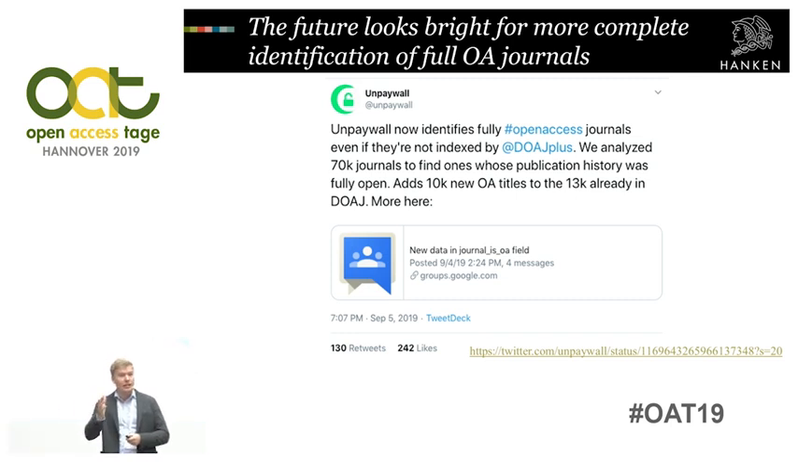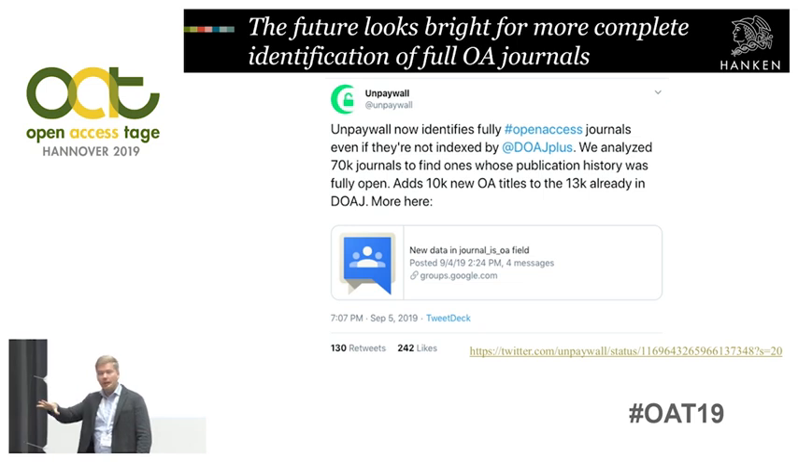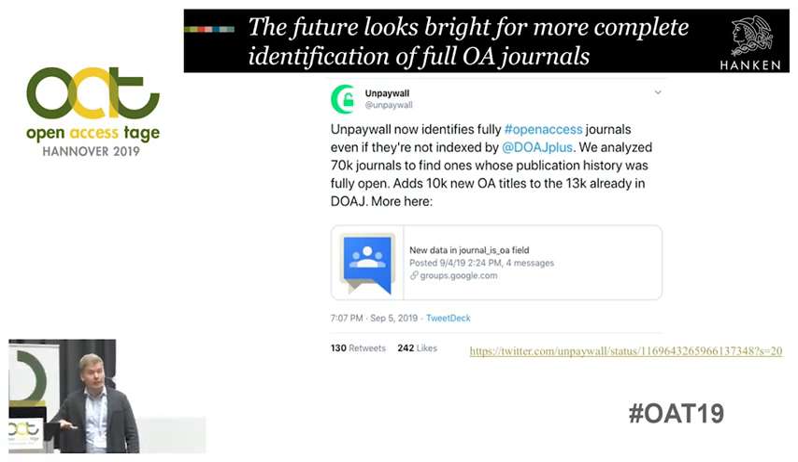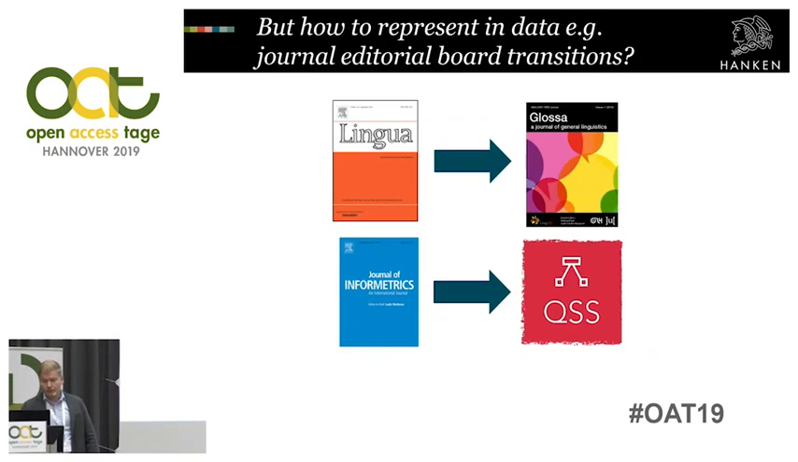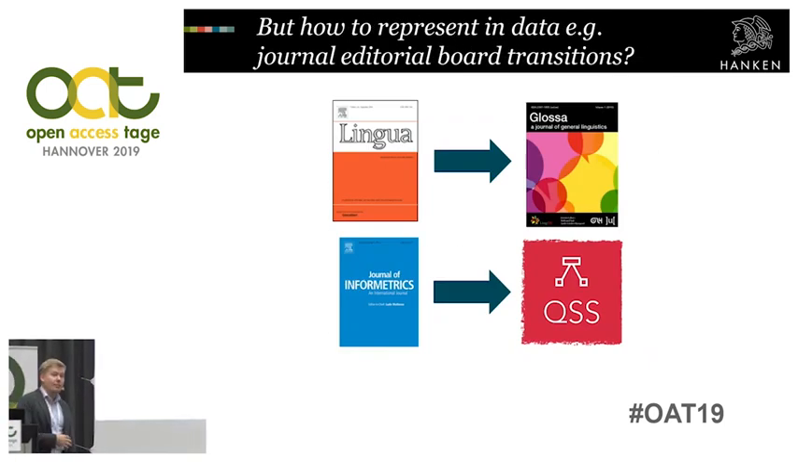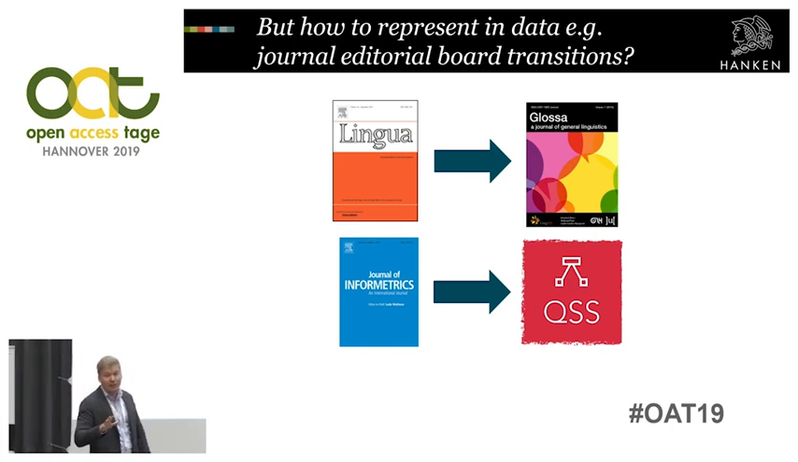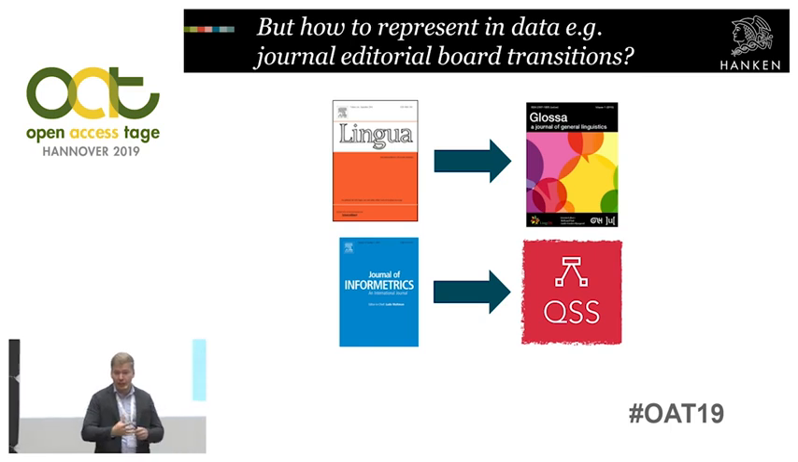Then the DOAJ is good. We know those journals adhere to certain criteria, but having a complete list for anyone and everyone that's interested is also valuable and something I'm really looking forward to. But then, where things get messy and is where people create messes. No, I'm joking here, but where journals kind of flip. Like, for example, Lingua to Glossa or a Journal of Informatics to Quantitative Science Studies.